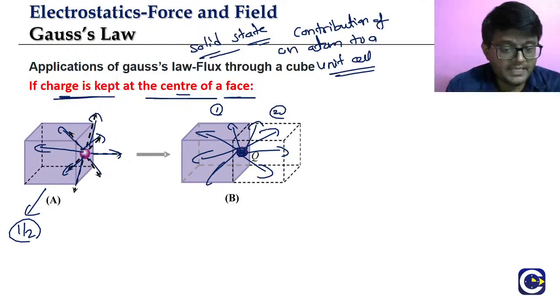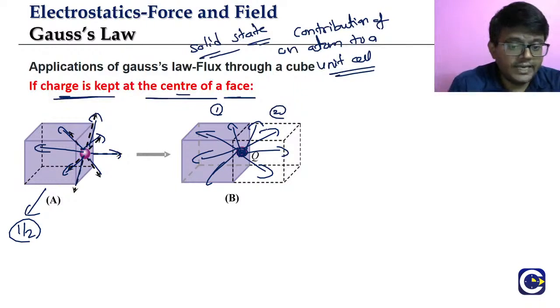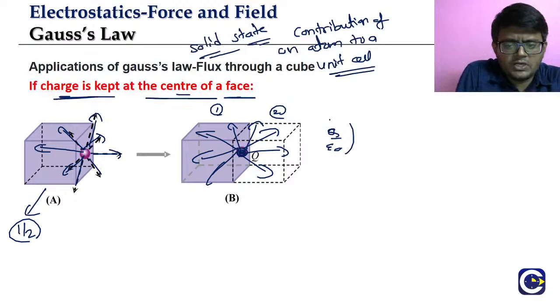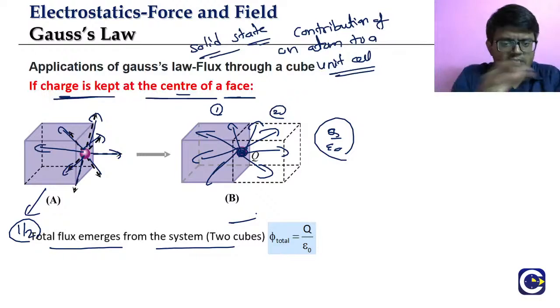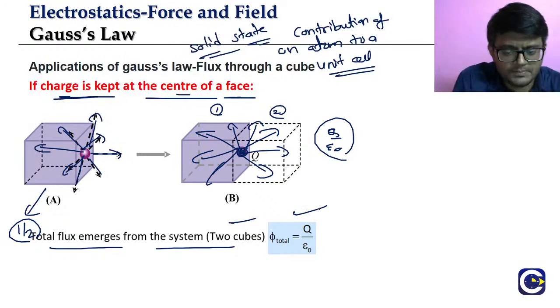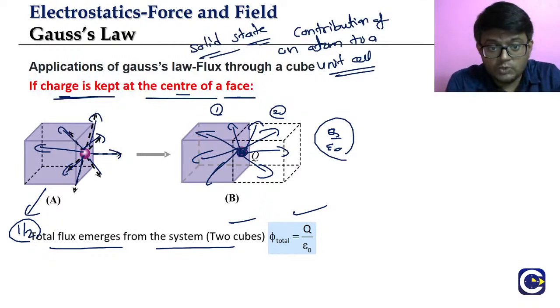Okay, so if you want to find the flux through this enclosed surface, what is the flux through the enclosed surface? Already known, what is it? Q by epsilon naught. So the flux that will emerge from the two cubes together is Q by epsilon naught. But we want to find the flux through one cube, right? We want to find the flux through one cube.